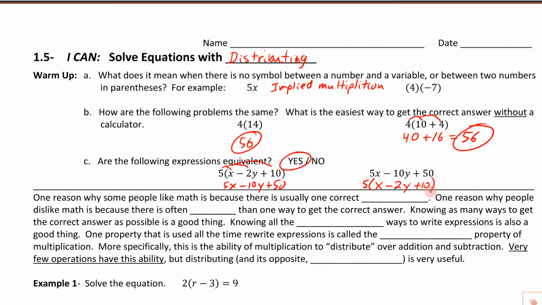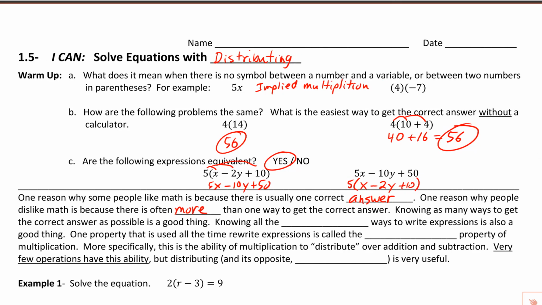So let's talk about a couple things here. One reason why people like math is there's usually one correct answer. It's a little bit comforting, unlike an English class or something like that, to know that if you do it right, you're looking for one single answer. But that has good things and that has bad things. One reason why people dislike math is there's often more than one way to get that one correct answer. And that can be frustrating.